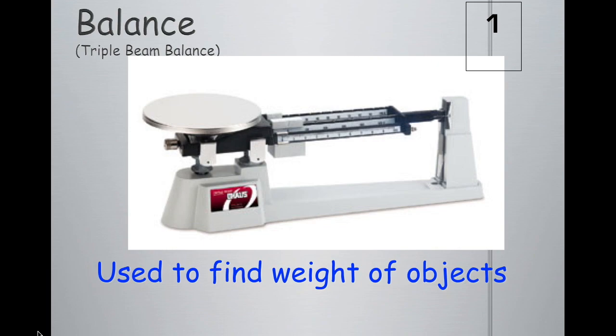So if you wanted to measure the weight of an object, you would put it on this plate right here, and then you would move these sliders until everything is balanced here. Then you would just add up all of the weight and you would get your final weight.